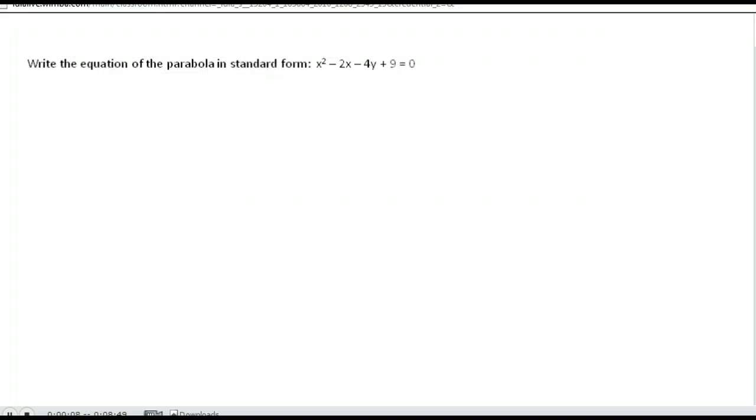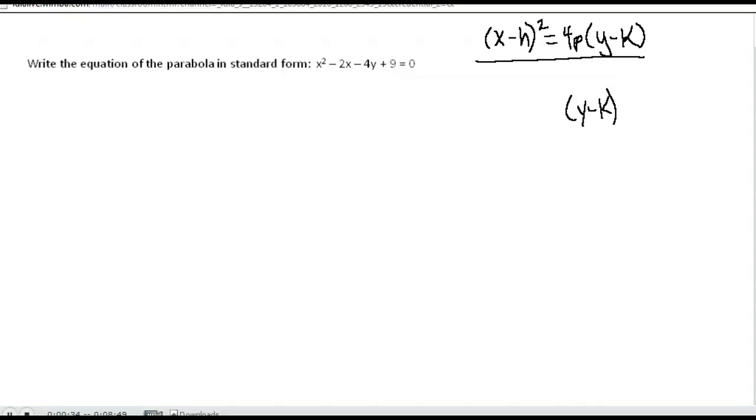This lesson will teach you how to write the equation for a parabola in standard form. And remember, we have two possibilities for standard form, depending on whether x was squared or y was squared. If it's an x squared, our standard form is (x minus h) squared equals 4p times (y minus k). And if we have our y squared, then it would be (y minus k) squared equals 4p times (x minus h). Notice the k stays with the y.